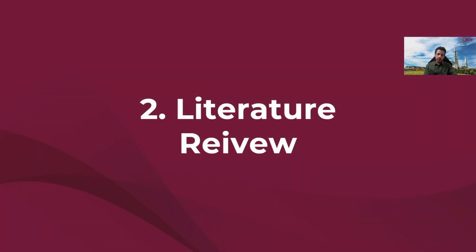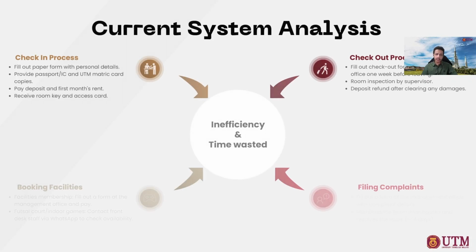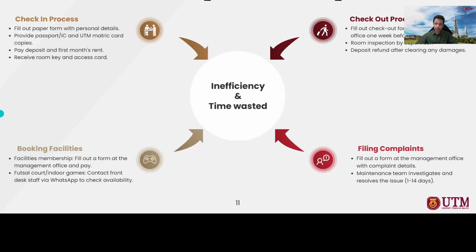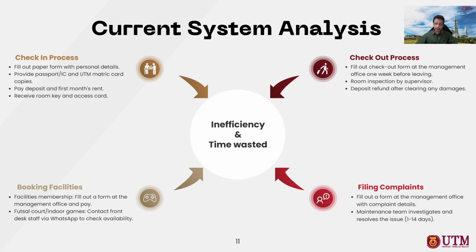Now let's take a look at the literature review, and we'll start by looking at the current system analysis. So currently there are 4 main functionalities. The first one is the check-in process. The student first has to walk into the management office to fill out the paper form with personal details and provide a photocopy of their passport or their MyKad, their UTM Matric card, and also to pay in cash the deposit and the first month rent, then finally receive the room key and access card.